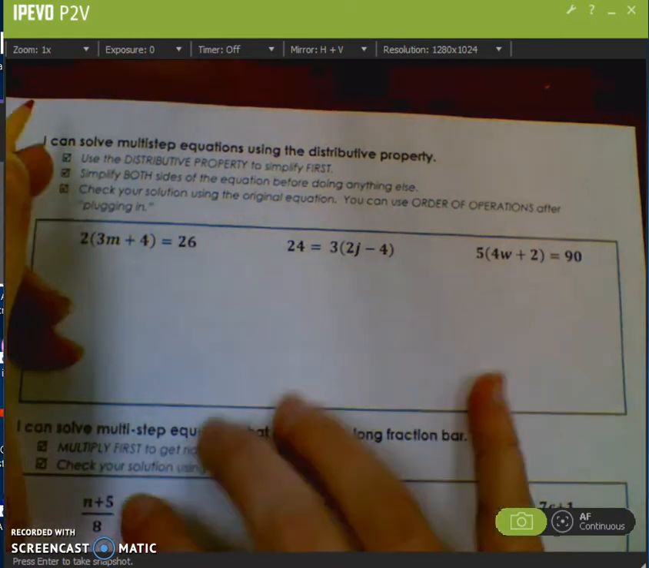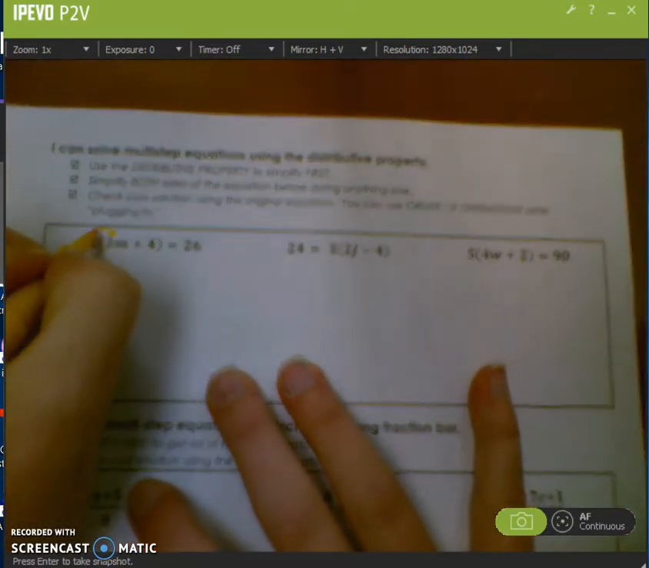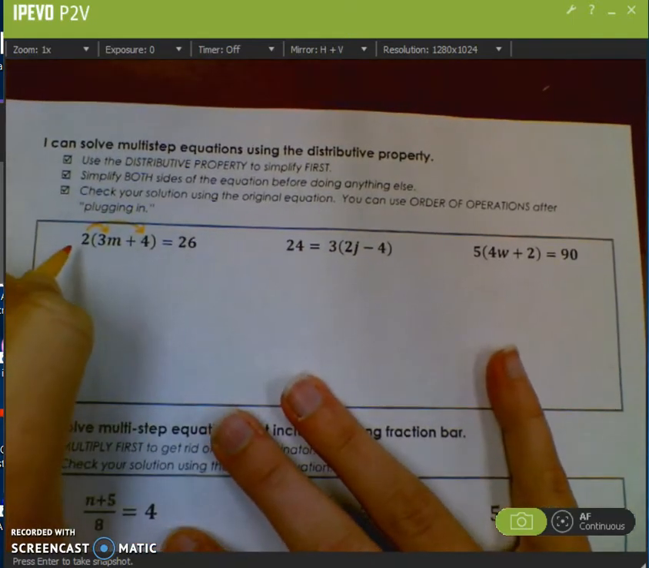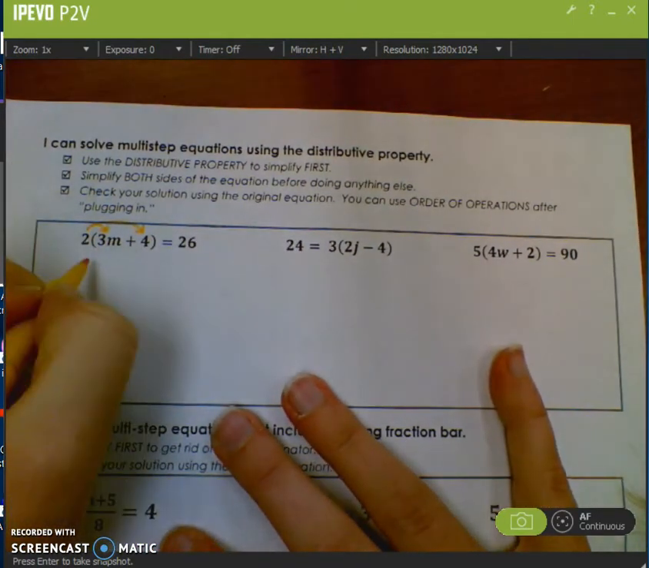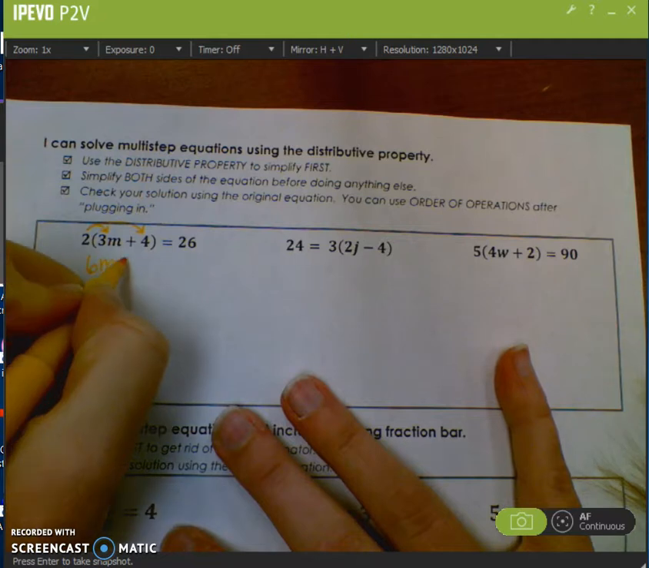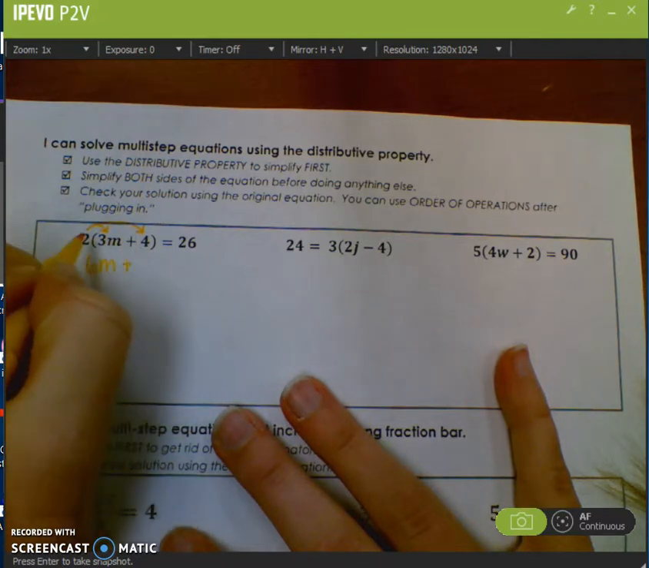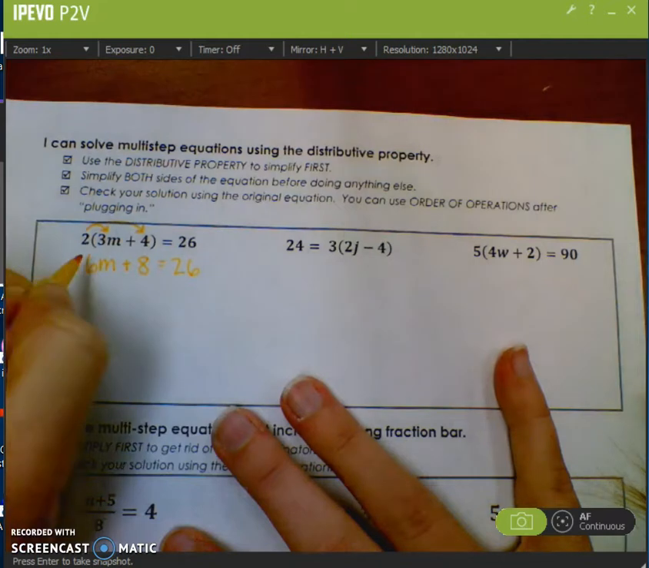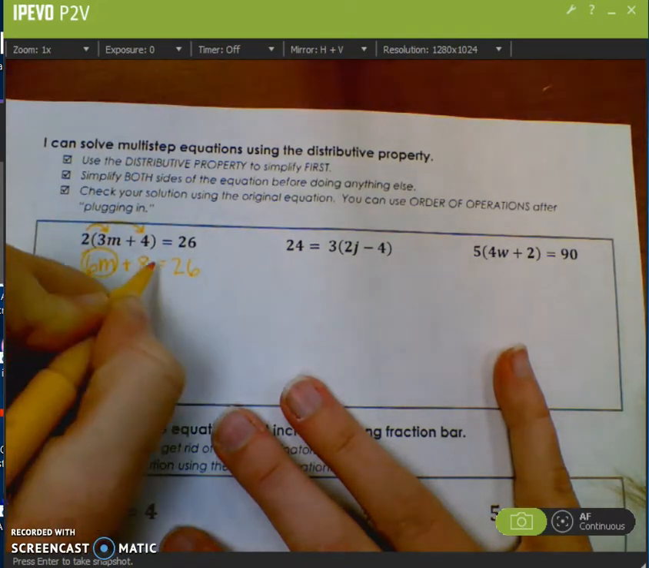So the first thing we're going to do on this first example is we're going to use the distributive property. The distributive property says to multiply the outside number by everything on the inside of parentheses. So 2 times 3m is 6m. Bring down my plus sign. 2 times 4 is 8. And that equals 26. I'm going to isolate my term with the variable.